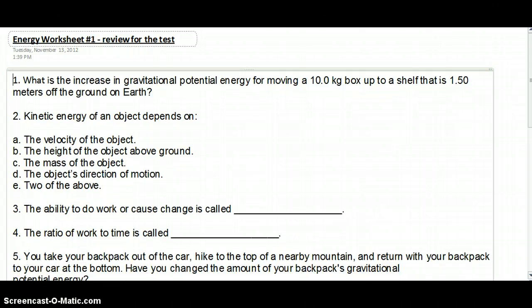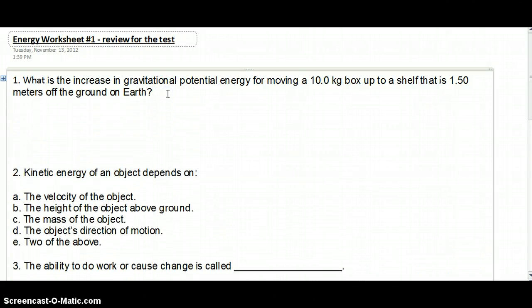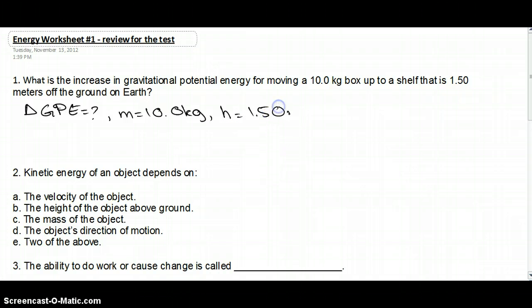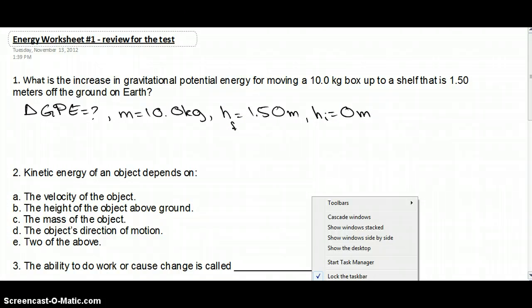So, let's work on question 1. The increase of gravitational potential energy. So I want to find delta GPE for moving 10 kilograms, so I know the mass is equal to 10 kilograms, up to a shelf that is 1.5 meters high off the ground. So the initial is 0 meters, and what I've just written as h is actually h final.